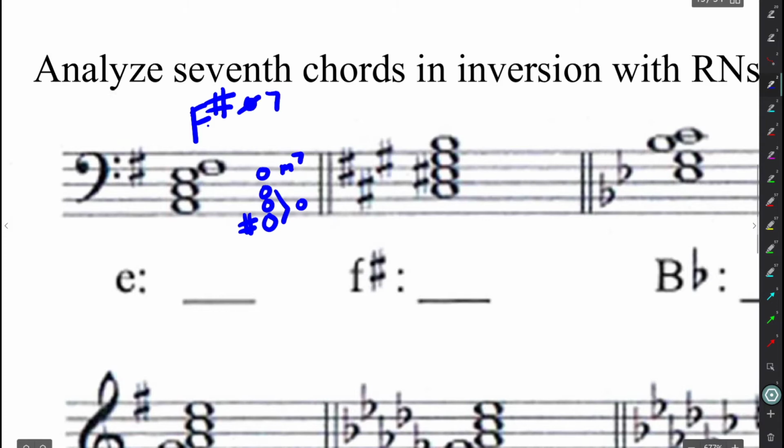F sharp is what scale degree in the key of E? Well, that's scale degree number 2. So I'm going to write lowercase 2, it's half diminished. And then before I write the 7, I need to look to see if it's inverted, and it is. And if I look at the shape, well, this is a 6/5.